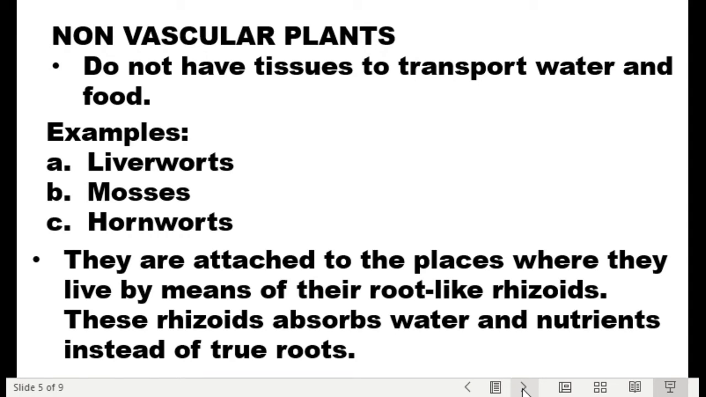So, what are the examples of non-vascular plants? Example niyan are liverworts, mosses. Madalas yung mga mosses na nakikita natin dumidikit sa mga basang pader, sa mga bato, ganyan. Also, the liverworts and hornworts. They are attached to the places where they live by means of their root-like rhizoids. So, yung ugat nila ang tawag rhizoids. These rhizoids absorb water and nutrients instead of true roots. At saka pagapang sila. Okay? Pag kumapit sila, pagapang.